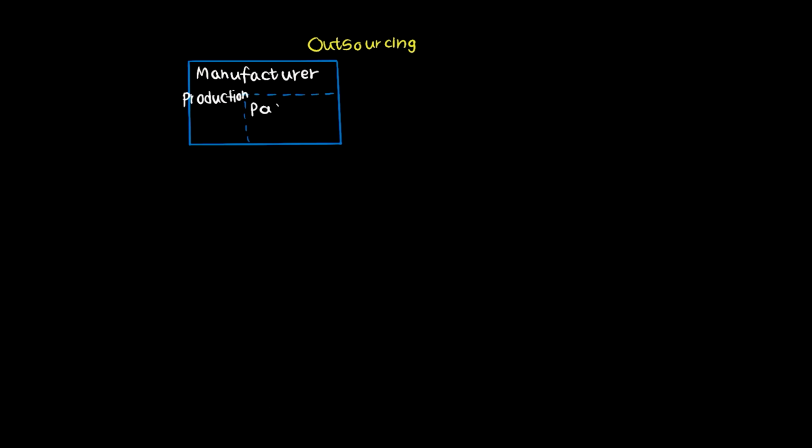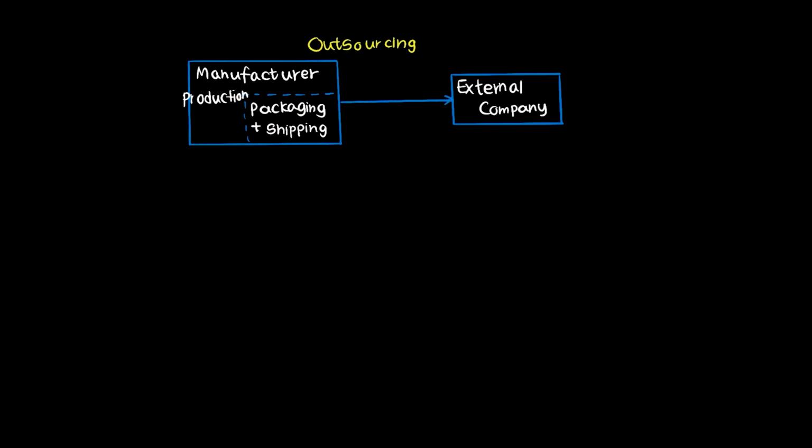Outsourcing is the decision to hand off an internal function to an external company. This appliance manufacturer currently handles everything in-house, but is thinking about hiring an outside firm to take over packaging and shipping. The goal is to reduce overhead and refocus internal resources on production, their core competency. That is outsourcing.